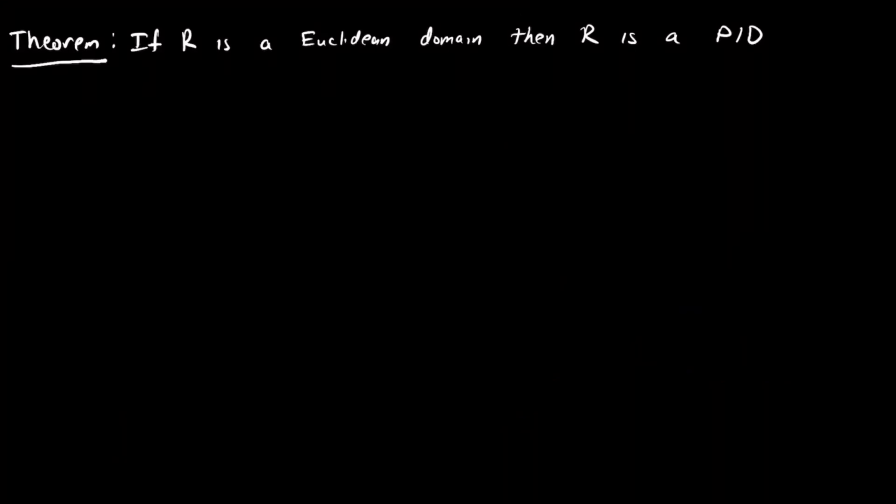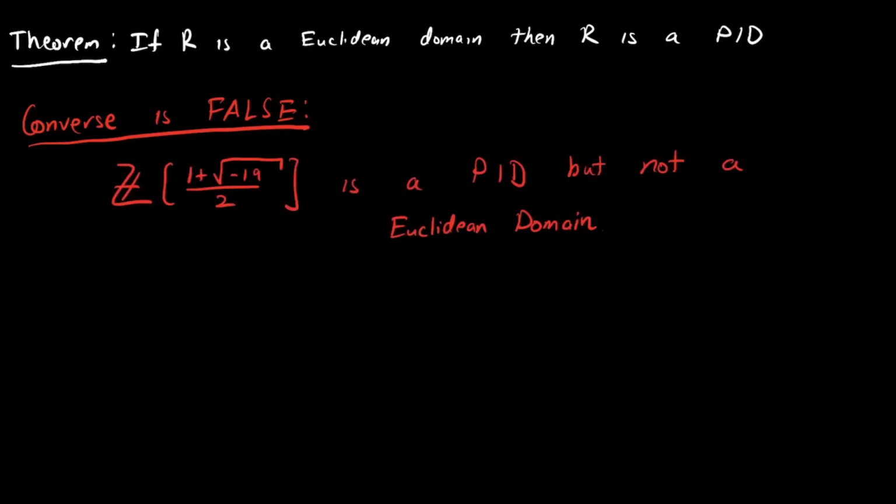Okay, so now that we've established this theorem, I'd like to point out that the converse of this theorem is actually false. It is not true that every PID is a Euclidean domain. And there's an example that's a bit tricky to prove, but I'll write out the example anyway. The converse of this theorem is false, and the ring Z[(1 + √-19)/2] is an example of a ring that is a principal ideal domain, but is not a Euclidean domain. So this does not have a division algorithm in the sense that we defined above.